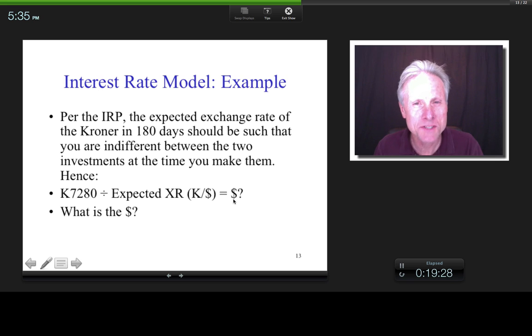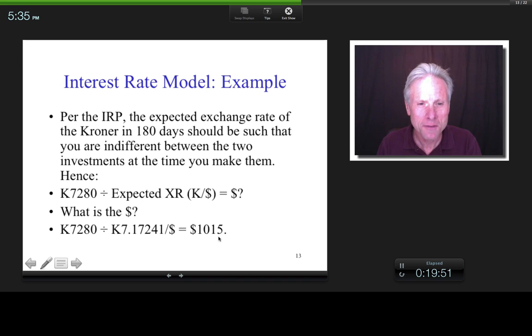Well, what was the outcome of the US investment? 1,015, right? And so if the outcome of the US T-bill was 1,015, and we don't care per interest rate parity whether we invest in the US T-bill or the Danish T-bill, then this answer right here should be how much? Also 1,015. And so therefore, for interest rate parity to hold, this guy right here, that I put there as a plug, that is the expected exchange rate for the krona today in 6 months. So the market's saying today, hey, we expect that in 6 months, the exchange rate will be this 7.17 krona to the dollar.